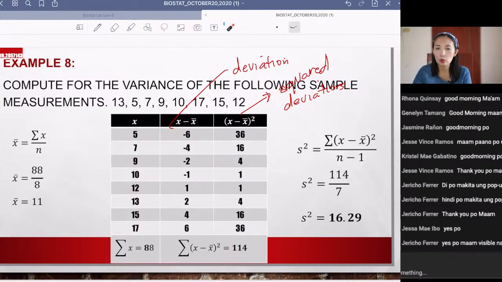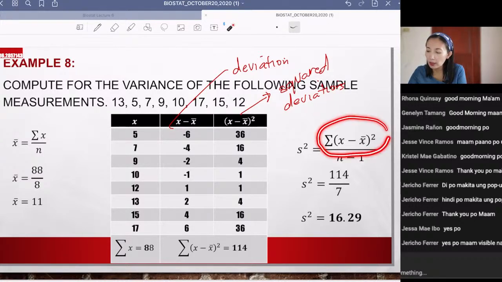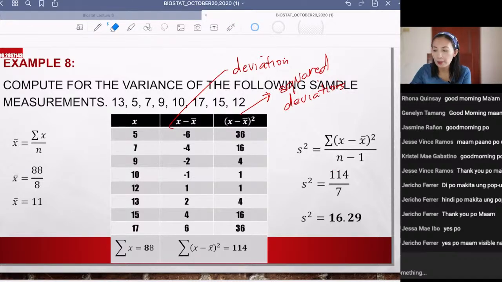Now, we are ready to compute for the variance using the formula. So, s squared, that's the variance, is equal to, this refers to the total of the last column. Okay, total in the last column there. That's 114. So, 114 divided by 7. Why 7? There. N minus 1. Why? Because it's mentioned in the problem, this is a sample.